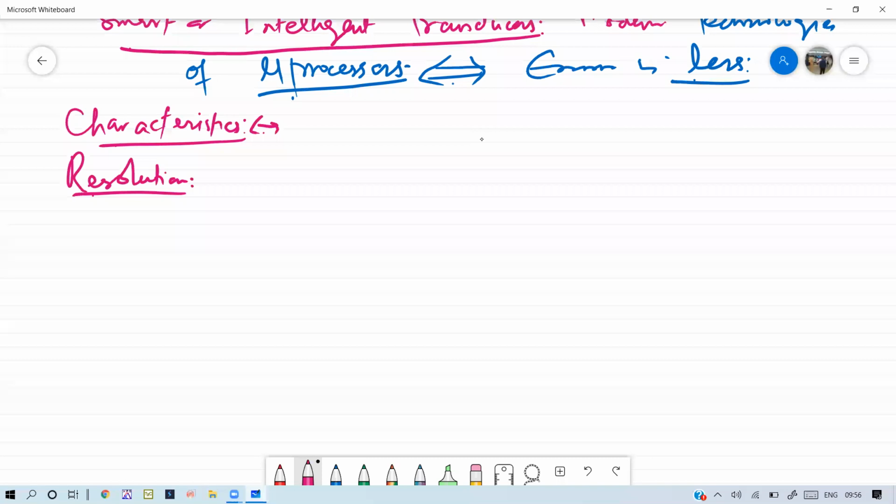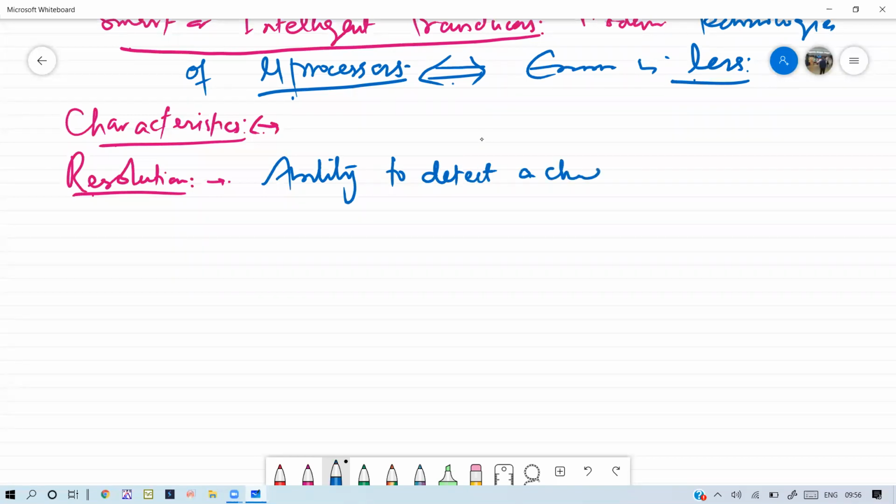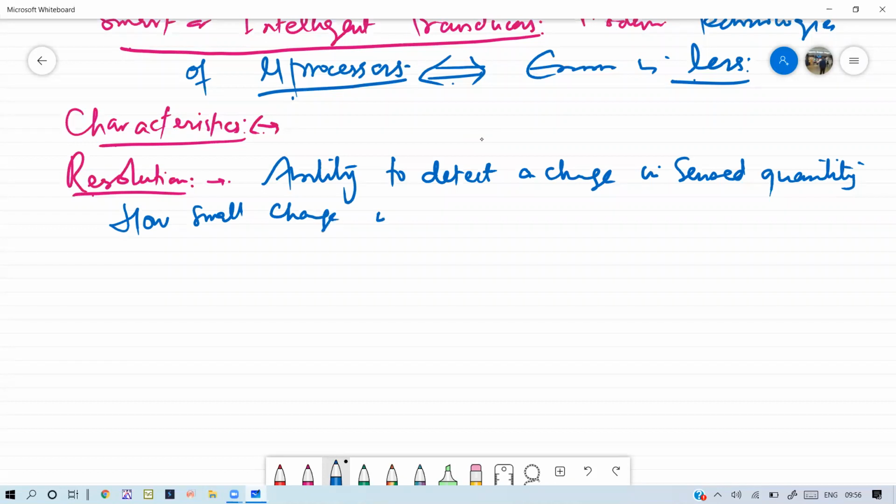Resolution. You already know the definition of resolution. It is the limit or the ability to detect a change in a sensed quantity or a measuring quantity. That means how small a change it can detect. So we should know what the resolution of a transducer or a sensor is.